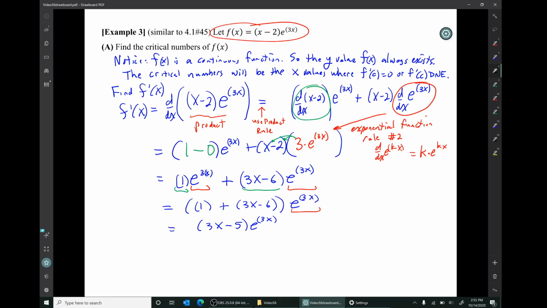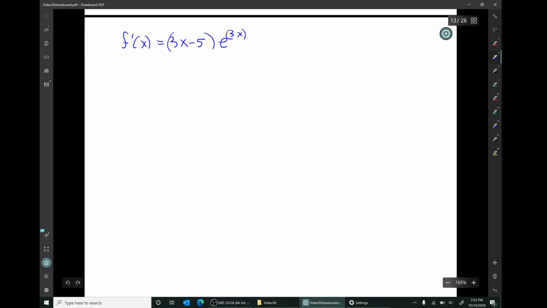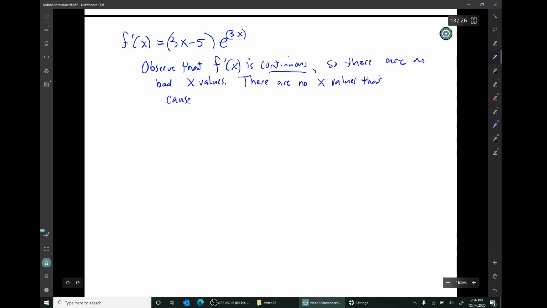Now we have to find the x values where f prime is 0 or f prime does not exist. Let's do that on the next page. Let's first address the issue of the x values where f prime does not exist. Notice that this f prime of x is continuous, so it is always defined. There are no bad x values. So we have to look for x values that cause f prime to be 0.